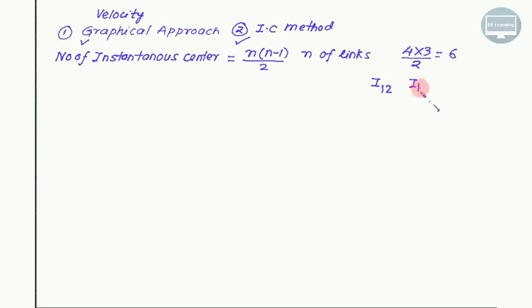Then we have the second combination, I13. The third combination is I14. So one combination has been exhausted. So we have I23, and then we have I24. So two combinations are over, one combination is left, I34. So it is our job to locate IC first.